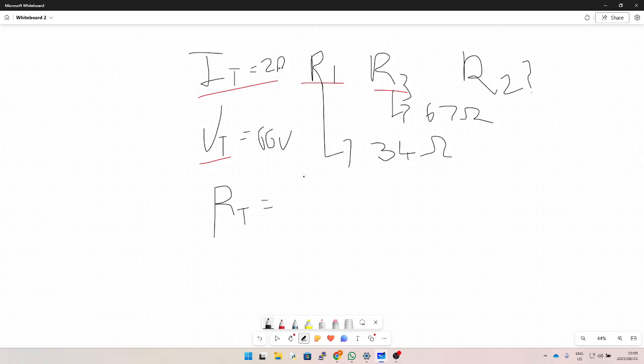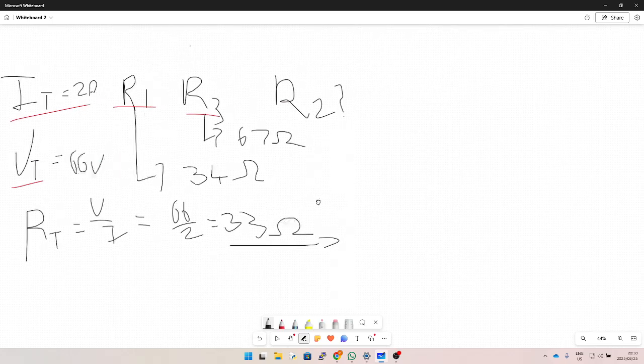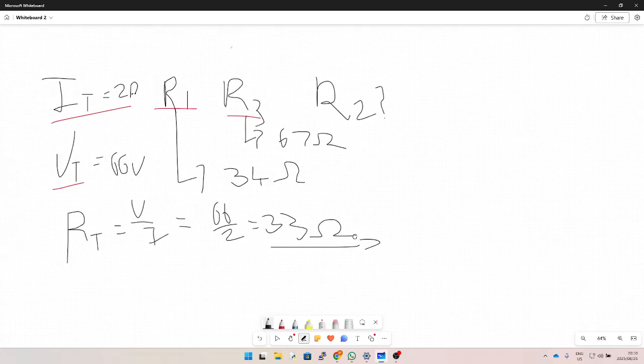What's the formula? We have the V total and the I total, and we want to work out the R total using those two values. Oh, V over I. Yes, right. Which means it's 66 over 2, which is then 33 ohms. That's your total. Now, the problem is I don't know if this thing's actually possible, but we'll see. That's the R total.